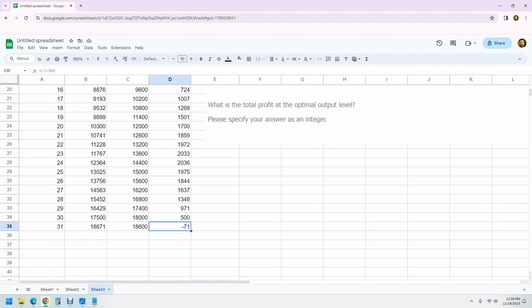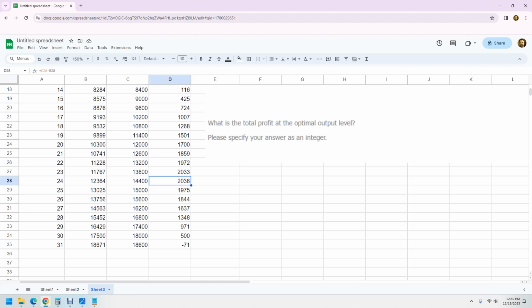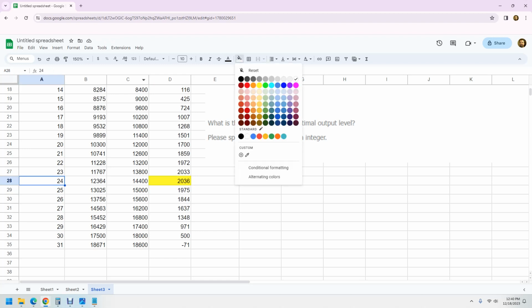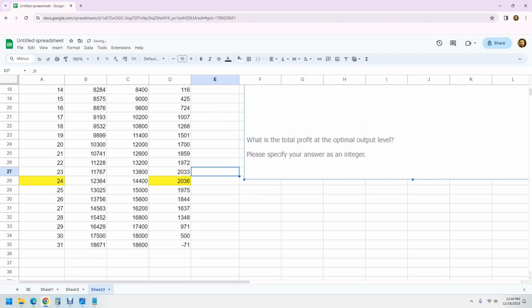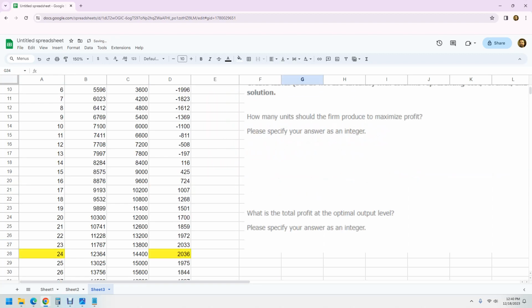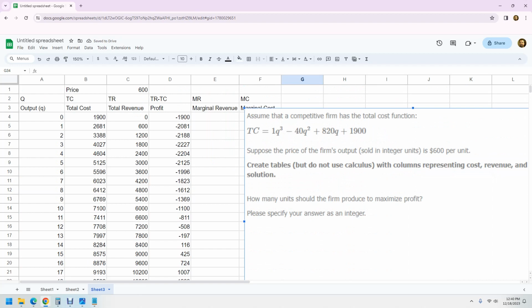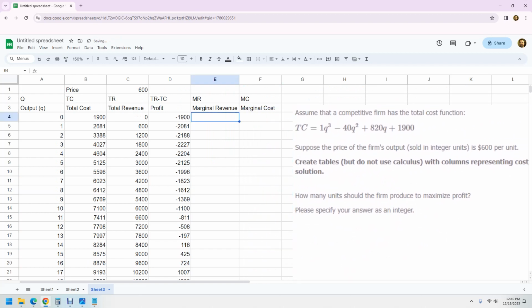And then if we go all the way to 31, we've produced too much and we start to lose money again. So the answer here is the highest profit. So it's going to be that one, and I'm going to color that. We'll color it yellow. We like yellow. And then the answer to this question is 24. Okay. That isn't really how we would do this. You certainly can, but that takes a while.